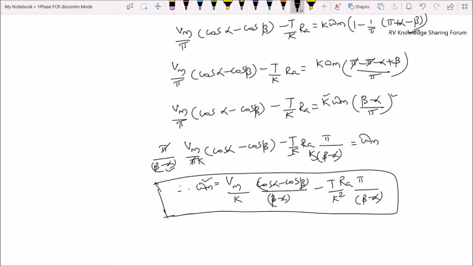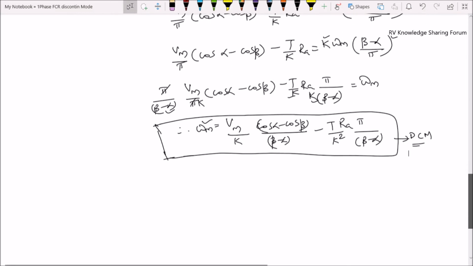rectifier fed separately excited DC motor drive under discontinuous conduction mode. This is an important equation, for discontinuous conduction mode. DCM means discontinuous conduction mode. So now based on this equation, let us draw the speed torque characteristics.